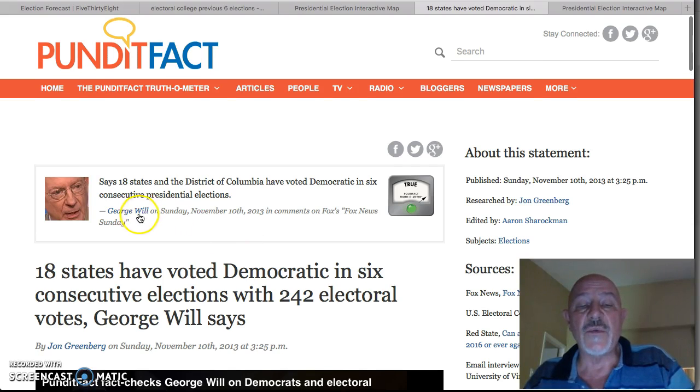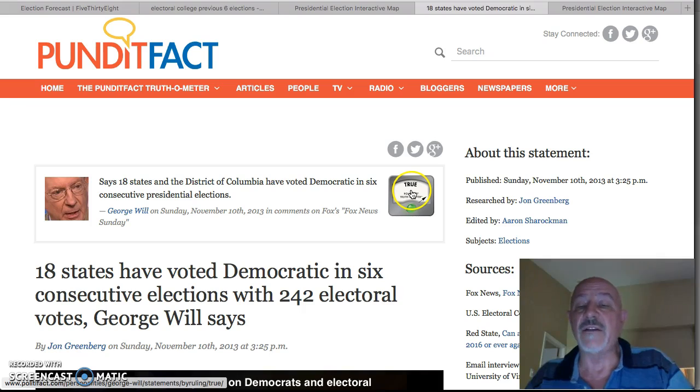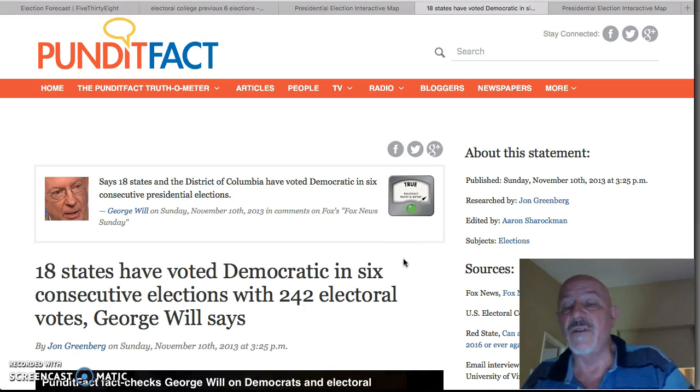So this was actually discussed by George Will, who's usually a conservative columnist. And what he is talking about here is that there are 18 states that have voted Democratic in the last 6 consecutive elections. And that creates a total of 242 electoral votes. Now, was that true? Well, PunditFact rated that as true, and this is actually just very easy to determine.